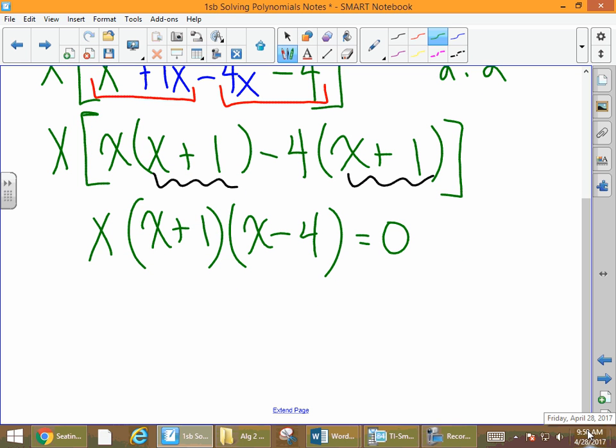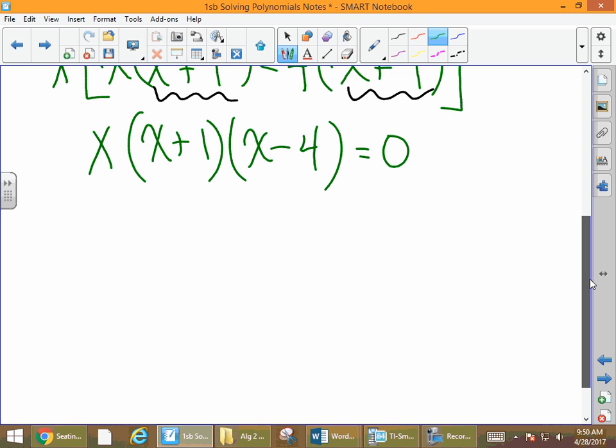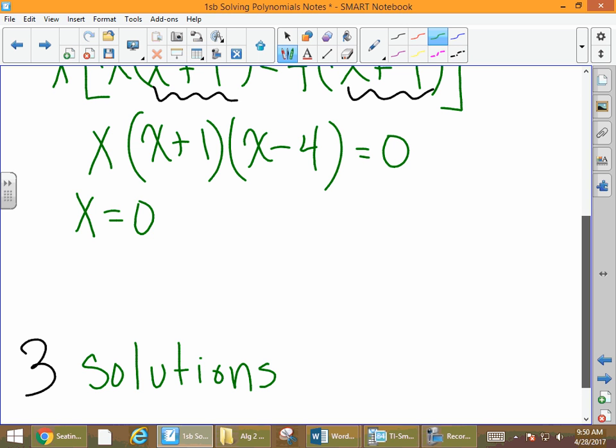And what we're looking for here, we're solving a cubic now instead of a quadratic. So when we solve a cubic, we should end up with 3 solutions because our highest degree is 3. And our solutions are going to come from x equals 0 and x plus 1 equals 0 and x minus 4 equals 0. I'm not going to skip steps, but if you can tell me that x equals 0 and x equals negative 1 and x equals positive 4 without doing those steps, I'm fine with that. But where did I get those answers from?